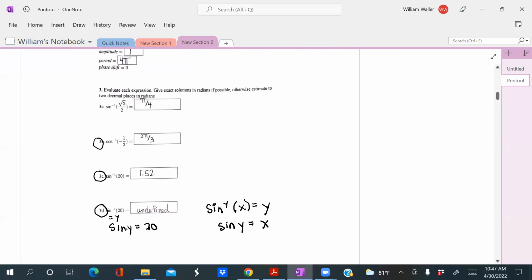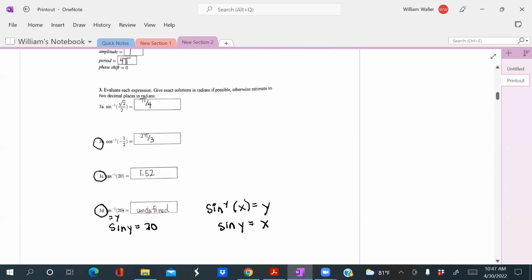But there is no angle whose sine is 20, right? Because remember, the amplitude of the sine function is 1. The sine function only goes up to 1 on the y-axis and down to -1 on the y-axis. So its range is between -1 and 1, and that does not include 20. There is no angle whose sine is 20, so this is actually undefined.